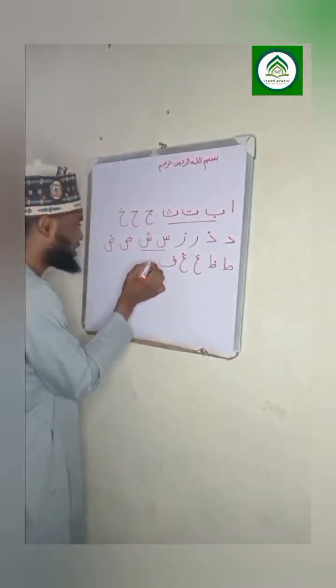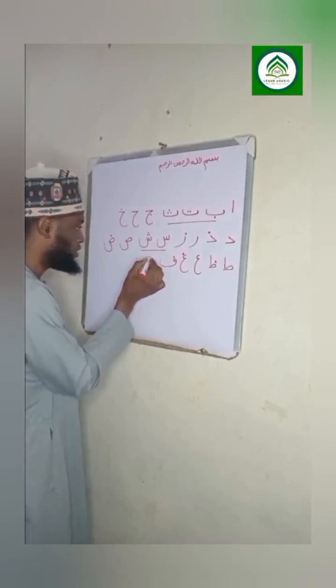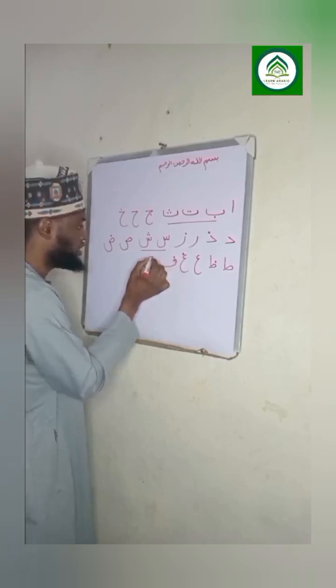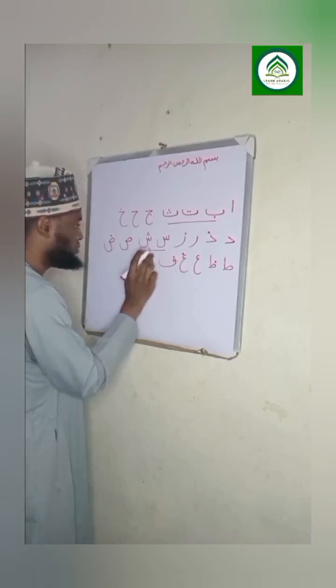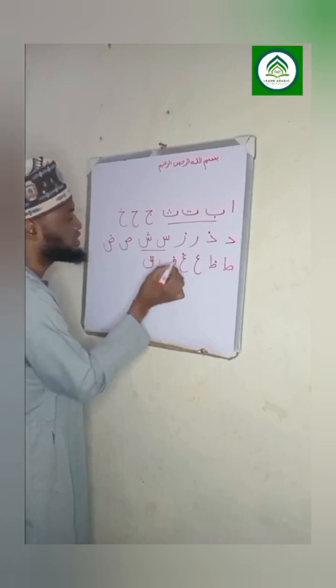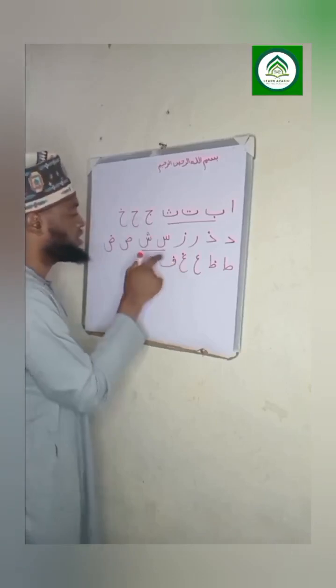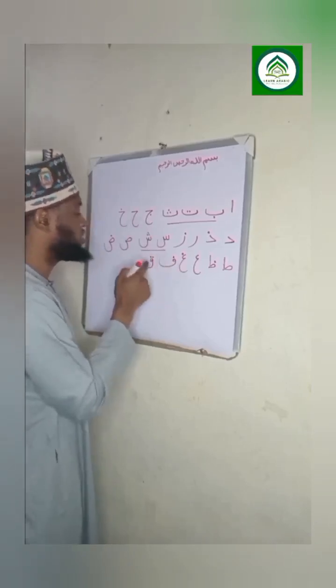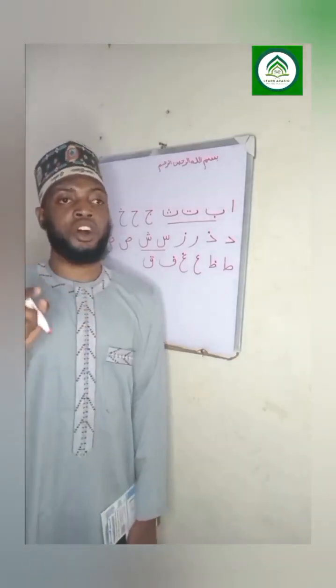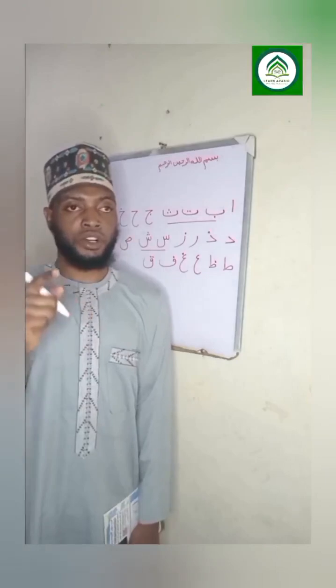The next letter in the Arabic alphabet is called Qaf. This one has two dots on top of it. This one has one dot. This one has two dots. So they look the same, but they are different in their pronunciation. This one has just one dot and is called Fa, and this one has two dots and is called Qaf. Repeat after me. Qaf, Qaf, Qaf.